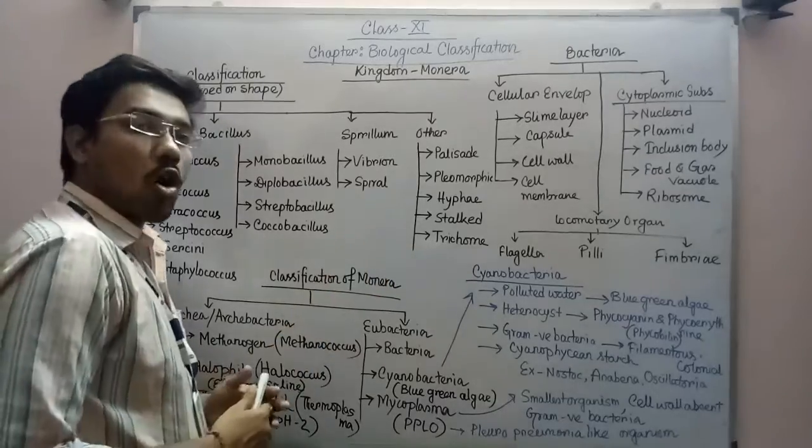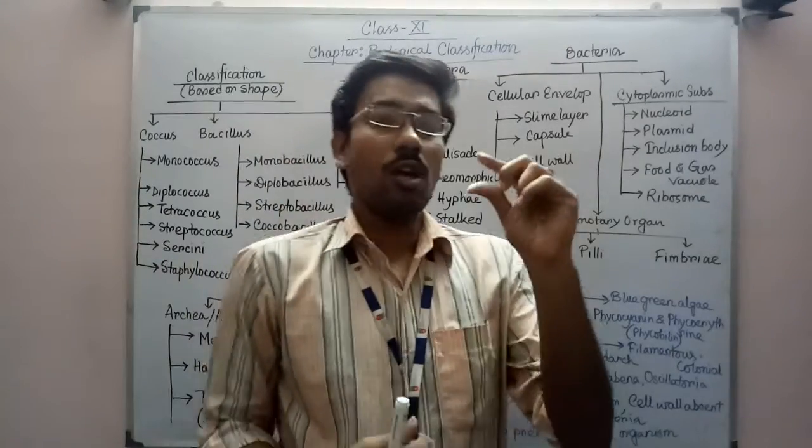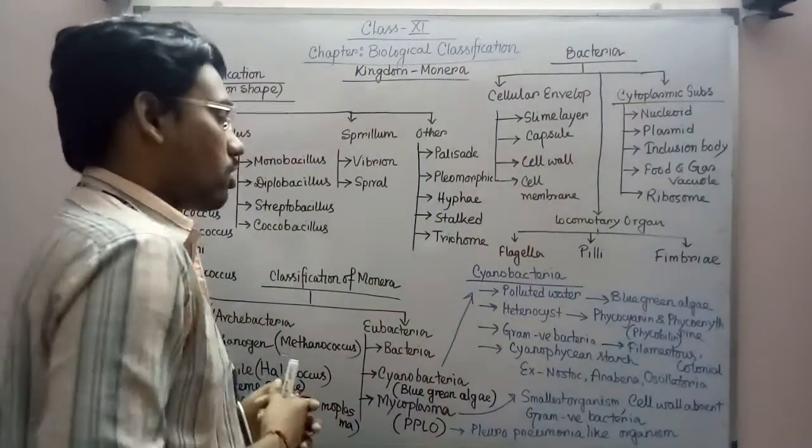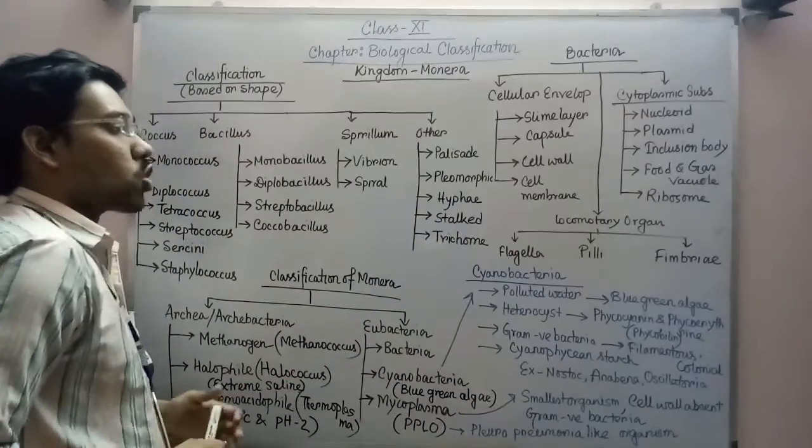Next you can see here stalked bacteria. That means these bacteria actually look like a small stalk-like structure. So that's why their shape has been written as stalked.